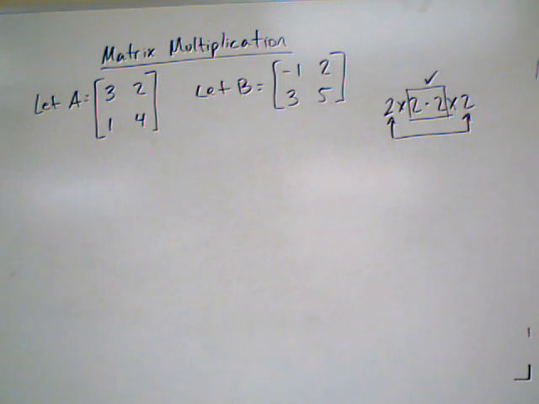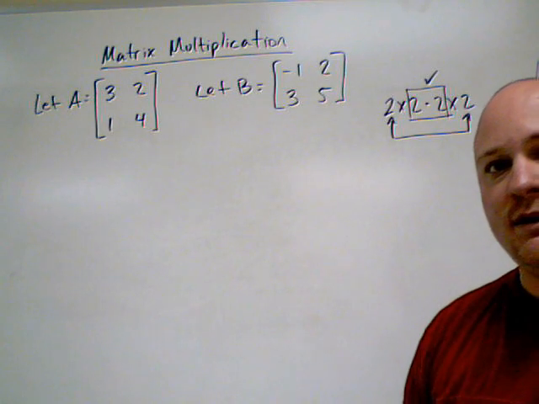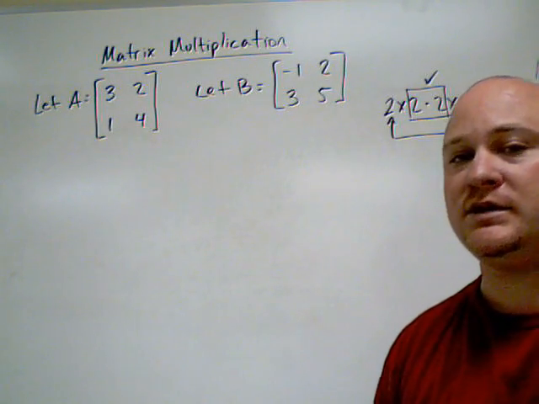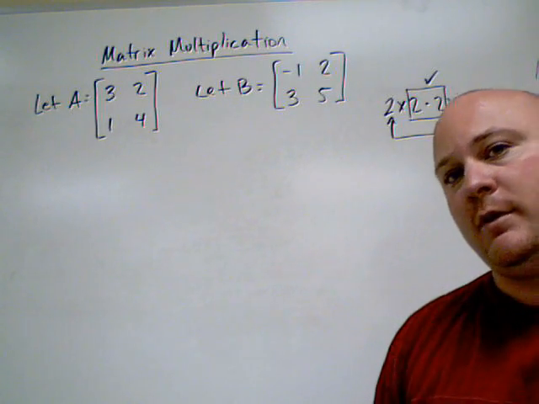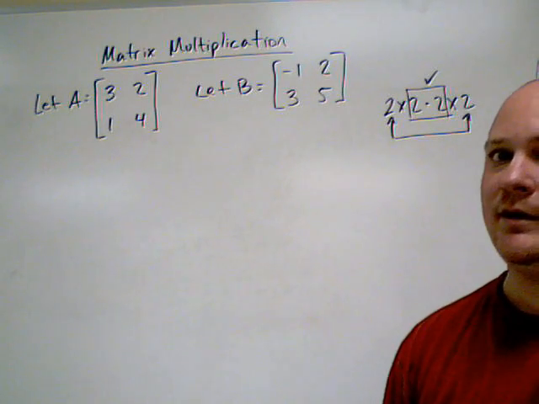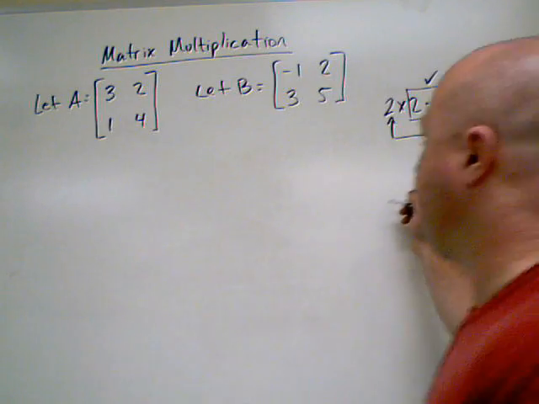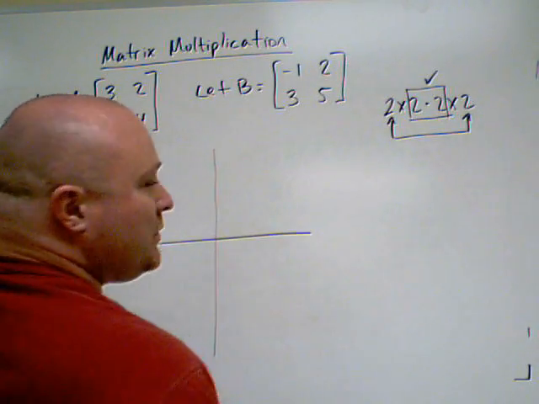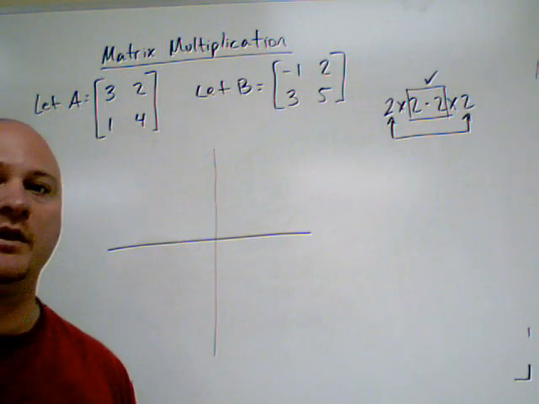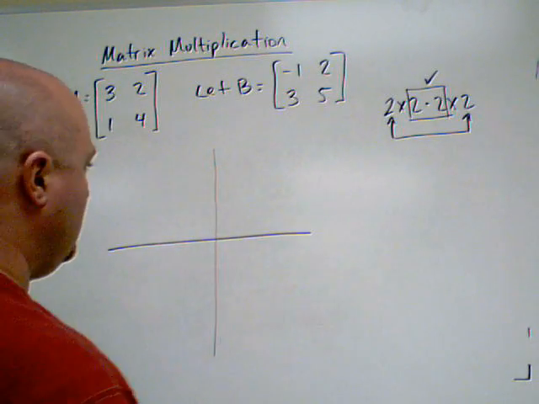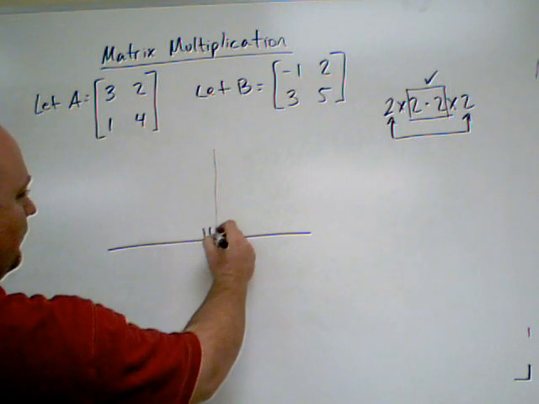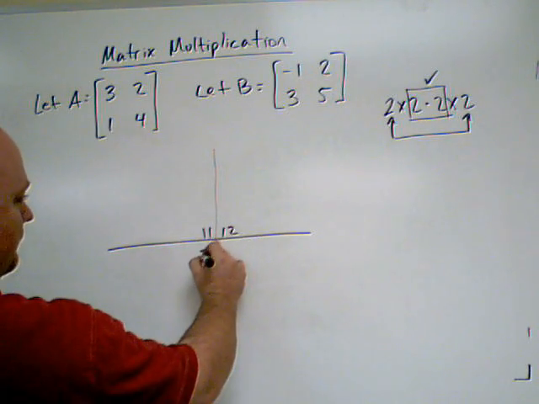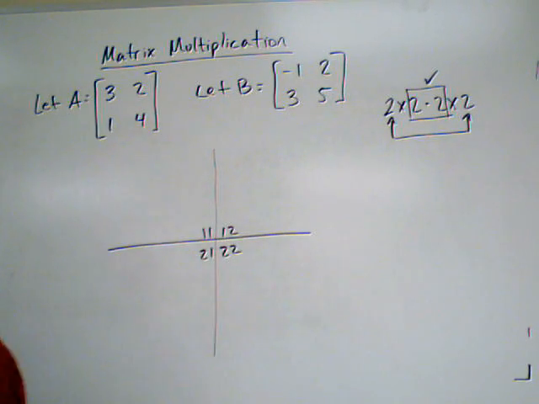It won't always be the case that you'll end up with the same dimensions that you started with. If you have a 3 by 2 and a 2 by 3, you're not going to end up with that. So what I'm going to do is create a little bit of scratch paper, just an area for me to work and keep my thoughts straight. I'm going to label it 1,1, 1,2, 2,1, and 2,2.